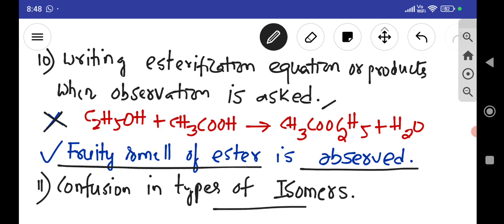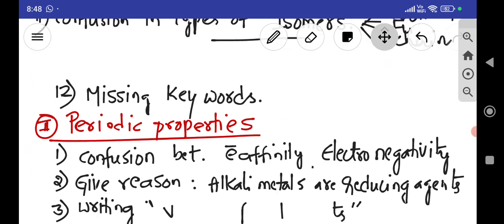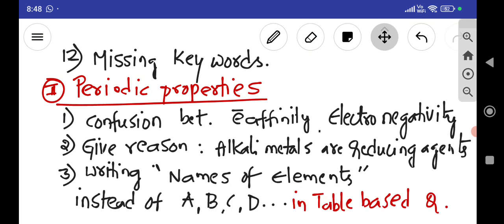Then in the types of isomers, you should not be confused, like what is position isomer, then what is functional isomer, and what is chain isomer. These three are the important isomers that will be asked in the examination. Then you should not miss the keywords.